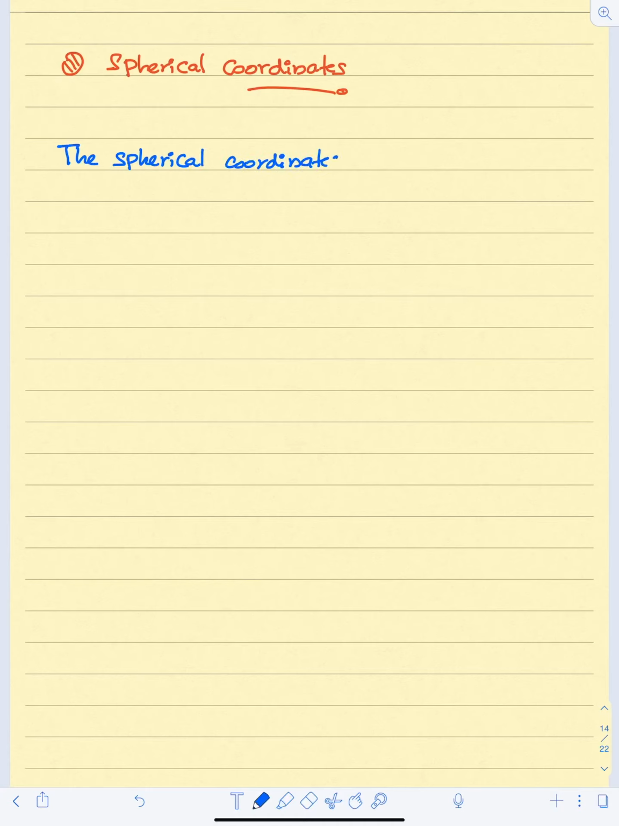We have rho, theta and phi. We have three variables, rho, theta and phi, of a point in R3, three-dimensional space, shown in the figure.